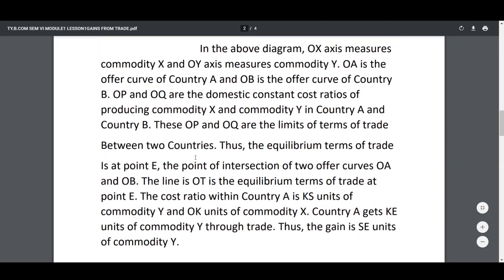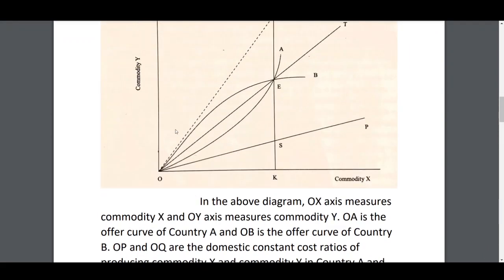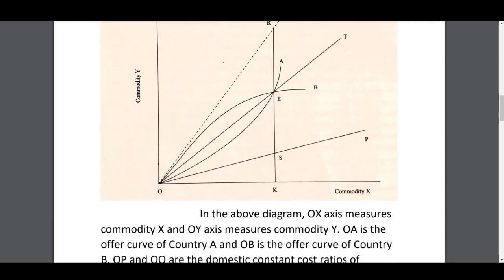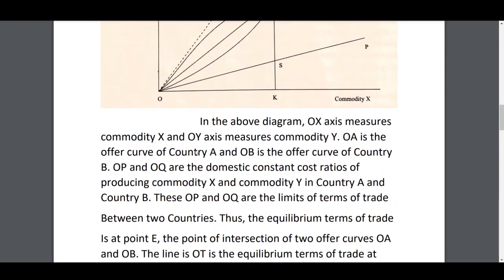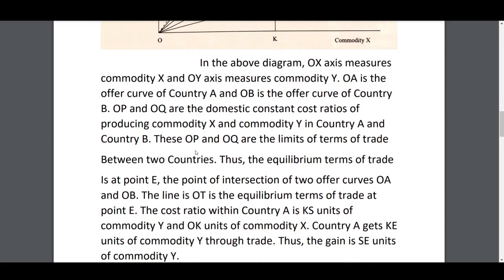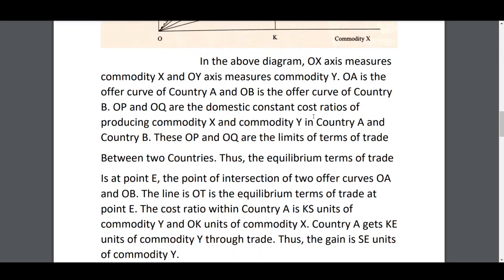and OB is the offer curve of country B. OP and OQ are the domestic constant cost ratios of producing commodity X and commodity Y in country A and country B. So these OP and OQ are the limits of terms of trade between the two countries.